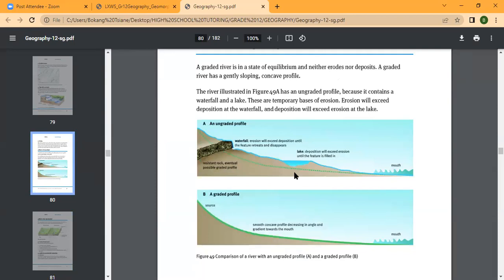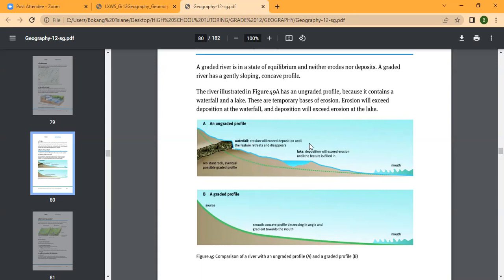Here's river grading. A graded river is in a state of equilibrium, with neither erosion nor deposition. So there's equilibrium when you start, but then the rock can be eroded as the transportation of sediments occurs. So with river grading, we check between the ungraded profile and the graded profile. When we have an ungraded profile, we have a rock here, and this rock is causing a waterfall because of the steepness of it.